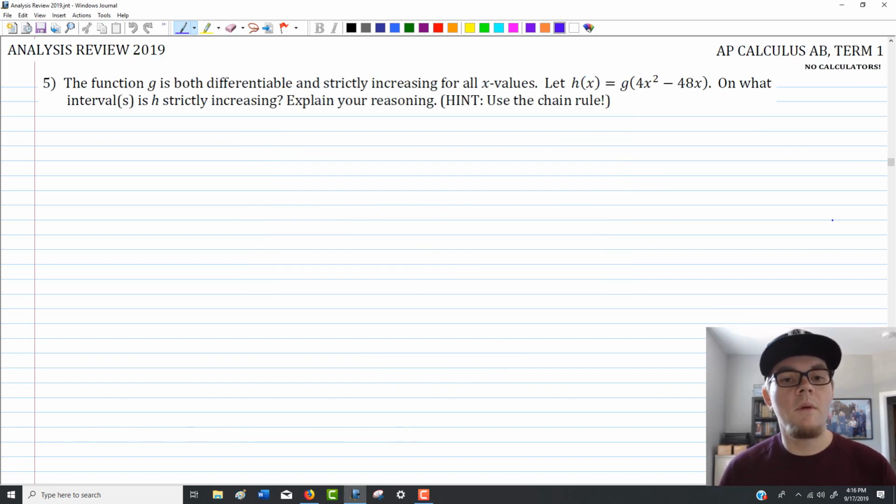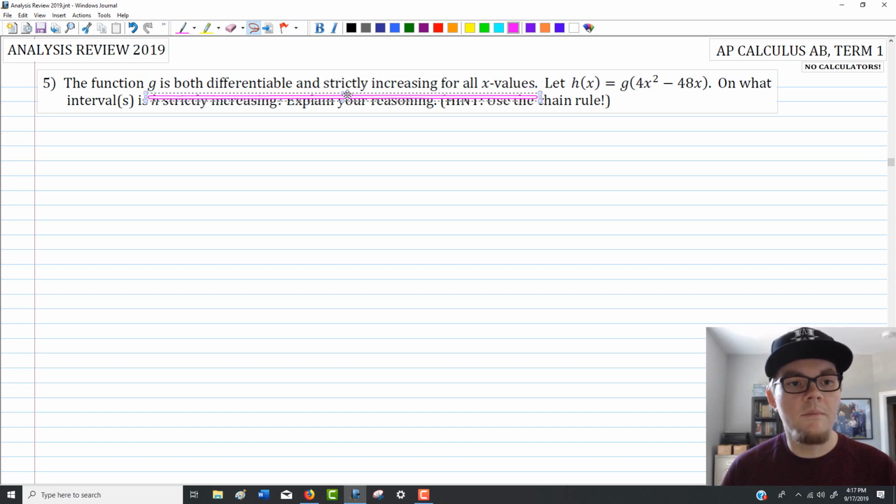With that said, the first problem we're going to look at is question number 5. Question number 5 talks about some differentiable and strictly increasing function g of x. Right off the bat, I'm going to start there, and I'll use some different colors here. It says g is both differentiable and strictly increasing for all x values. It definitely doesn't say I just drew a straight line, because I did not. So let's start with that piece of information.